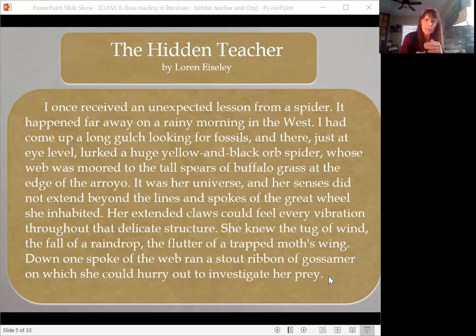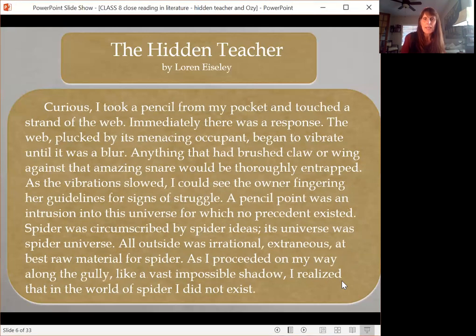So this is the first paragraph of this piece. And what Eisley is doing here is setting up the narration. It's from I, who's this scientist or pseudoscientist who's looking for fossils, that comes across a spider. And then we narrow down our setting from the landscape of this faraway rainy day in the West to this web of a spider. Moving into the second paragraph, we have a movement of action here.